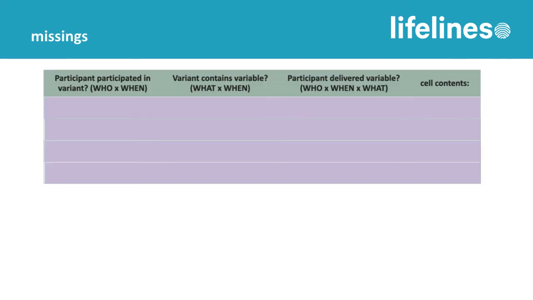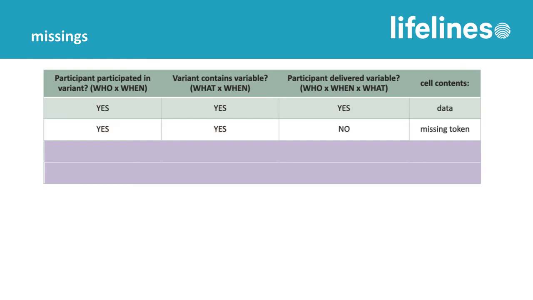Right. An important aspect that I would want to introduce are the missings. These are the empty cells that I talked about before. So what does it mean that a cell in your table is empty? And what we did was, so now you know more about the what, when, who system. Let's say that a participant participated in a variant, and that variant contains a variable, yes. And that participant also delivered information or data on that variable, yes. Then clearly your cell will have contents, meaning data.